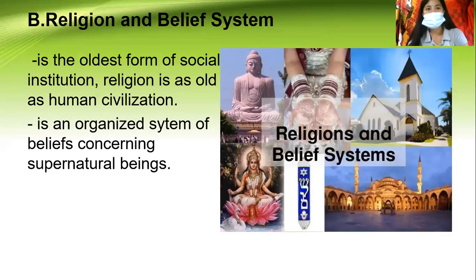Let's proceed now to the religion and belief system. Religion is the oldest form of social institution, and religion is as old as human civilization. There is evidence that anthropologists discovered that religion is the oldest form of social institution because there are recovered fossilized remains of funeral ceremonies in the form of flowers and artifacts accompanying the dead.